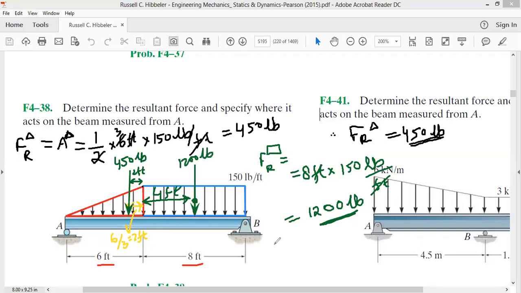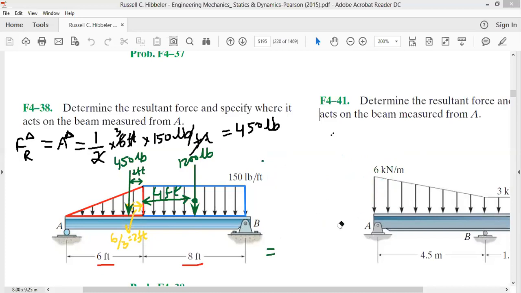Now we can replace all these forces by a single force. What will be the resultant force? You have a 450 pound force and a 1200 pound force. What will be the total force? Now you can repeat the steps as you have done in previous problems. Therefore the resultant force will be minus 1200, minus 450, that is minus 1650 pounds, since both act in the negative direction. So these two forces you can replace by a single force.